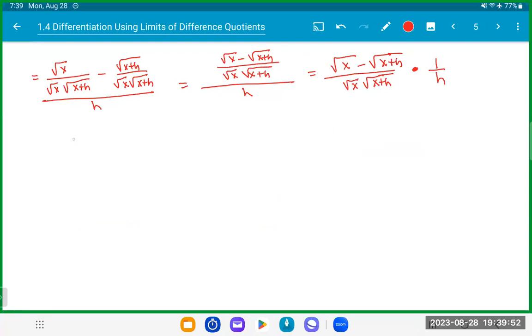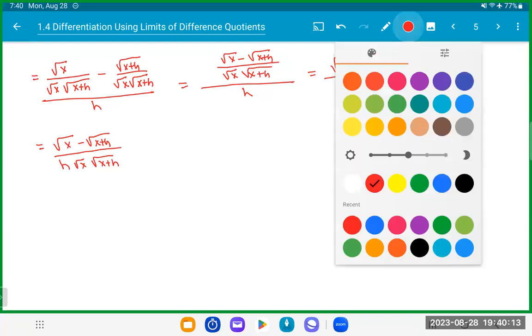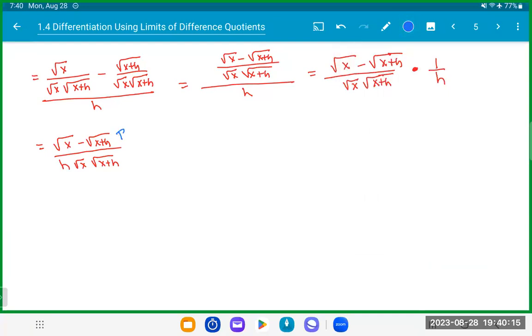Okay, so that gives me the square root of x minus the square root of x plus h, divided by h times the square root of x plus h. All I did was move that h up under the denominator. Okay, now let's rationalize the numerator.